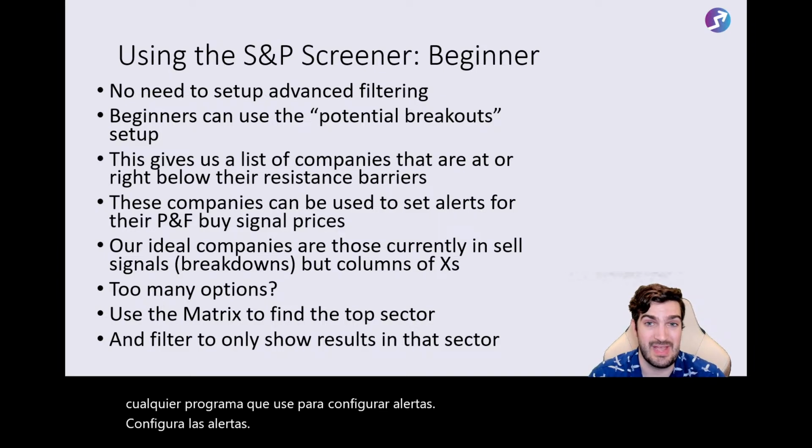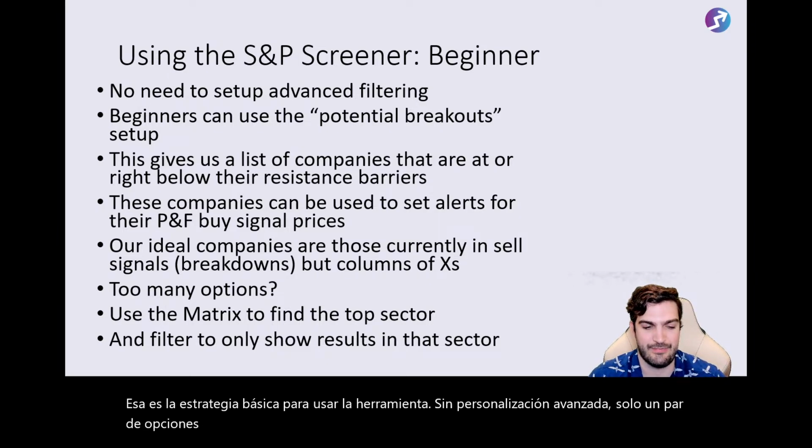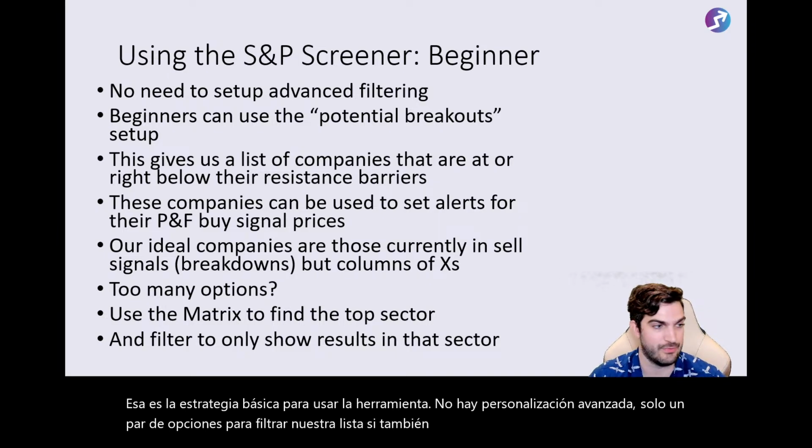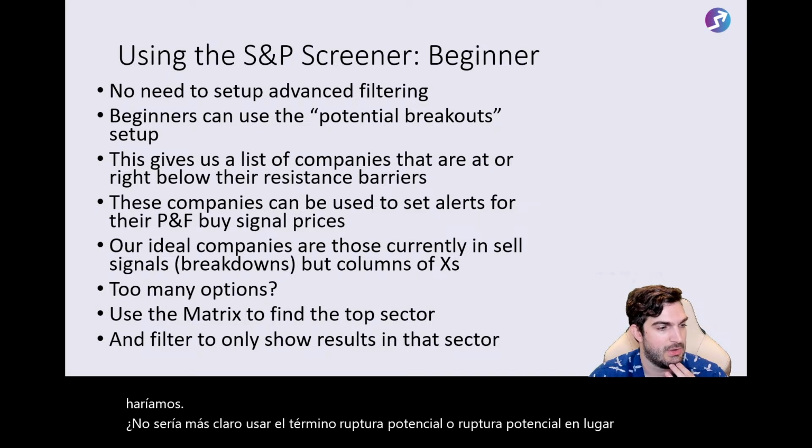So that is the basic strategy for using the tool. No advanced customization, just a couple of options to filter down our list if there are too many choices for us to choose from. So wouldn't it be clearer to use the term potential breakout or potential breakdown instead of breakout and breakdown?